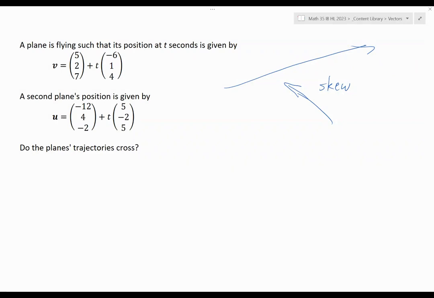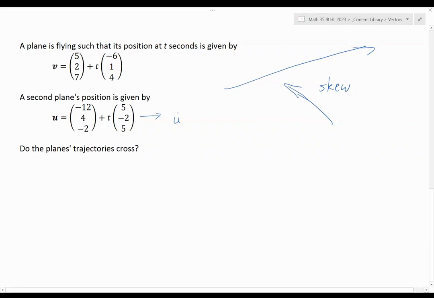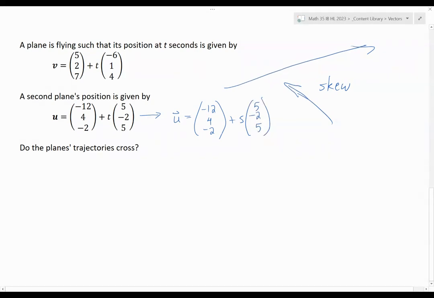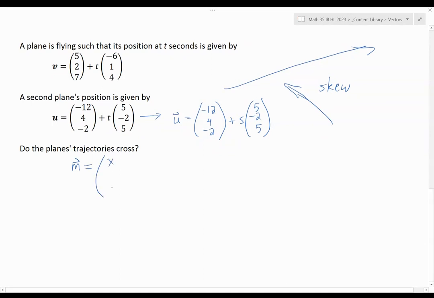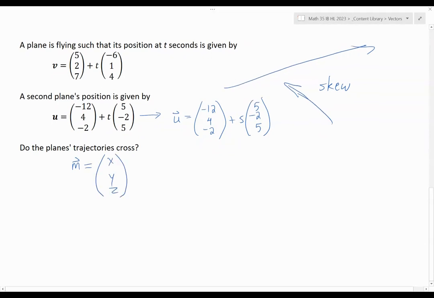So I cannot assume that the time coordinate is the same for each of these planes. So what I'm going to do is rewrite this second one using a different parameter. So u equals negative 12, 4, negative 2, plus s times 5, negative 2, 5. Because I don't necessarily know that they're at the same time that they would meet. Now, if I was asking, do they crash? Then yes, it would be, do they reach that same point at the same time? But I don't know that here. So I have to think, is there a point where they meet? And let's call that point M. I'm going to call the position vector of that point M, x, y, z.